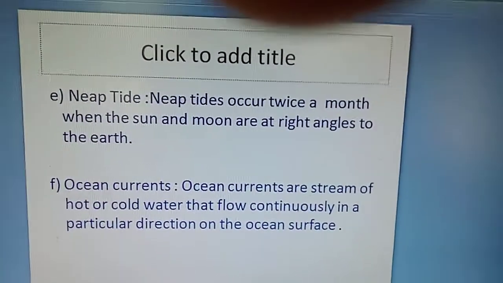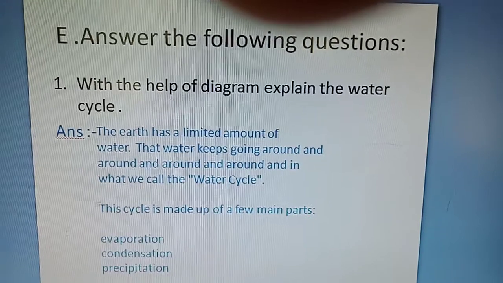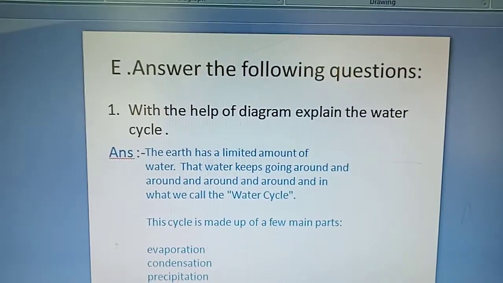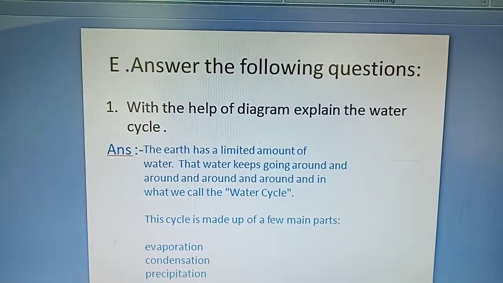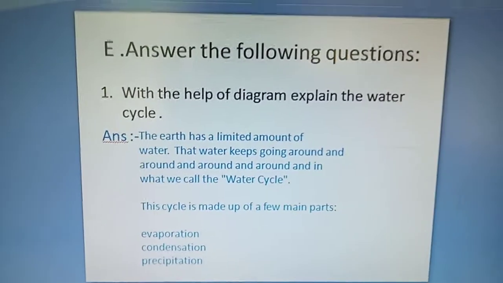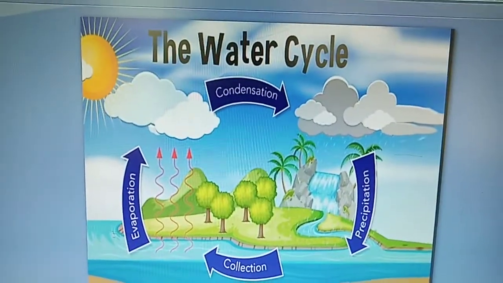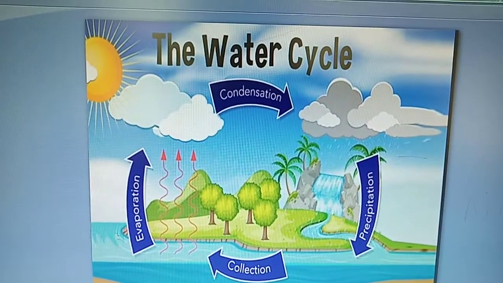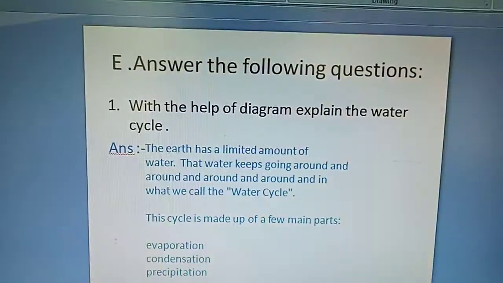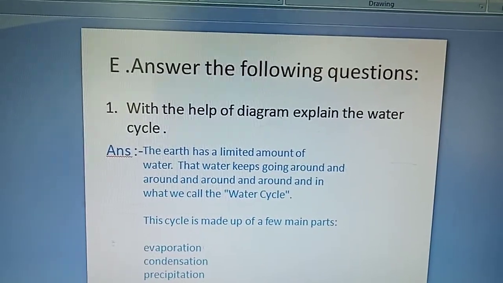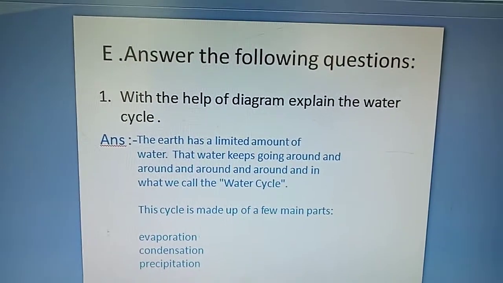Now the next question, the E part, answer the following question. With the help of diagram, explain the water cycle. Students, I have already showed you one diagram about the water cycle. First of all, you will draw the diagram of the water cycle, then you will write about the water cycle. Clear?